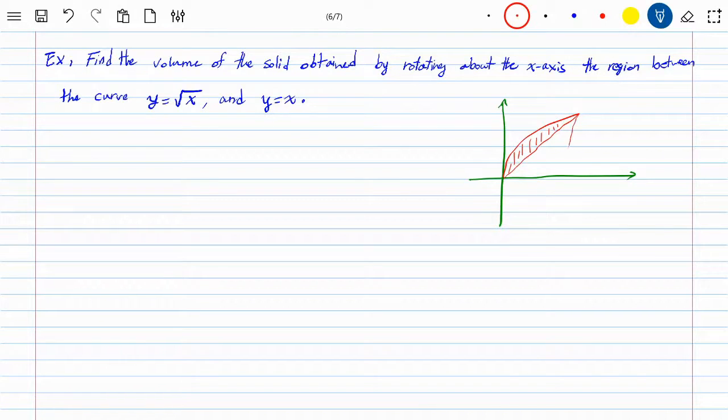And they say rotate this about the x-axis. So if we rotate it, what you get is, sorry, it's not that clear. It's kind of hard to draw 3-dimensional shapes. So what you get is this kind of shape. It has an empty inside, and the outside is kind of this curve. There we go.